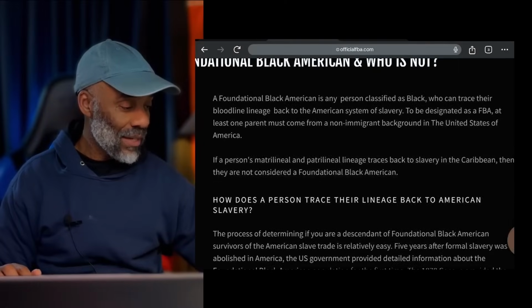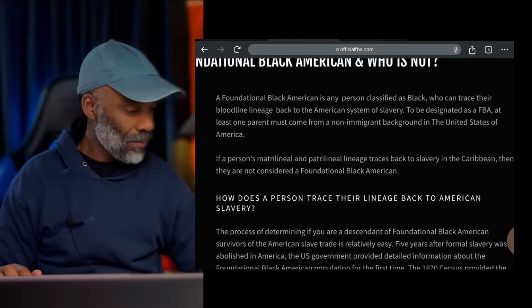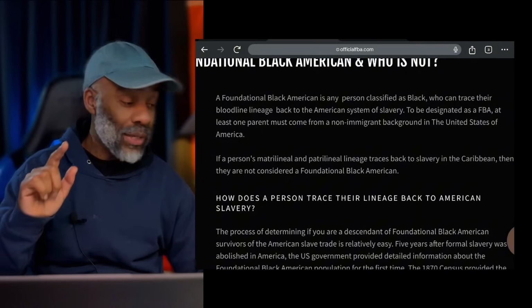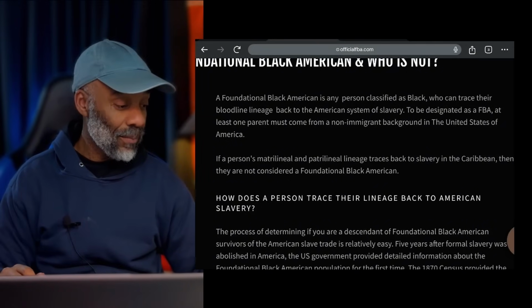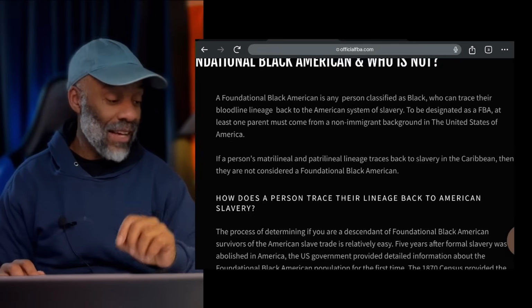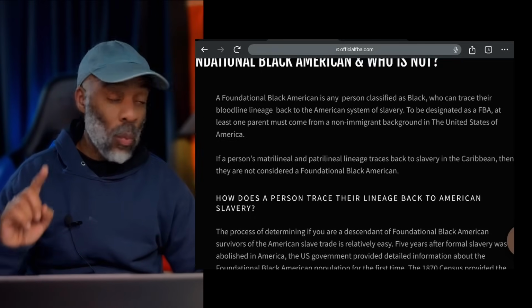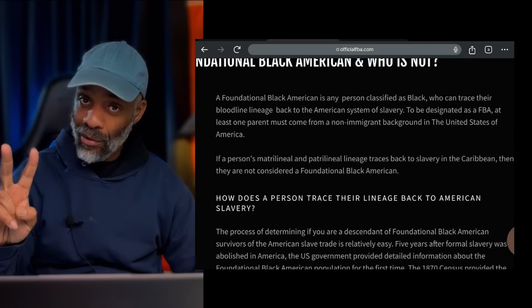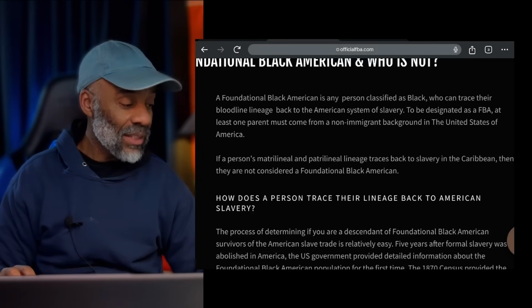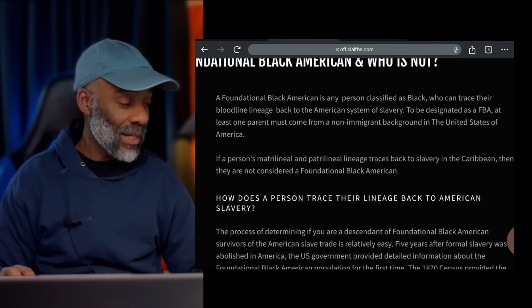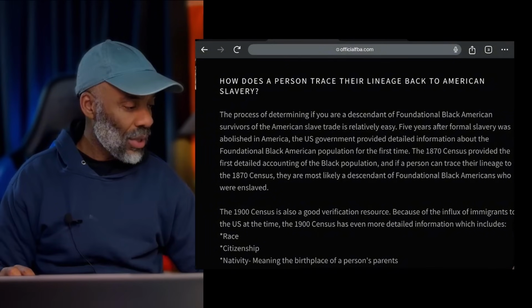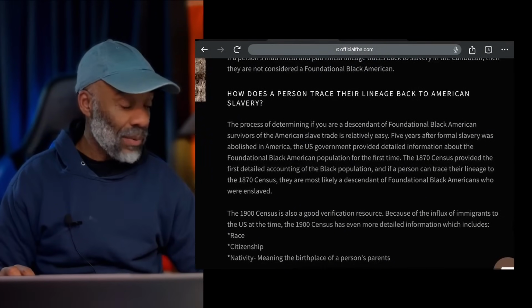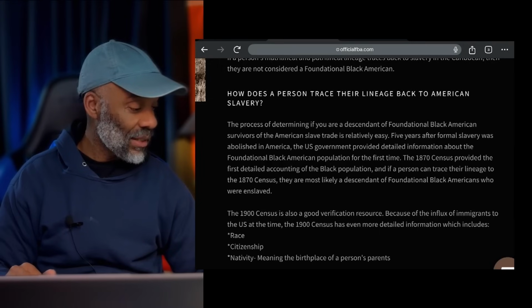A foundational Black American is any person classified as Black who can trace their bloodline lineage back to the American system of slavery. To be designated as FBA, at least one parent, it doesn't have to be both parents, at least one parent must come from a non-immigrant background in the United States of America. And if you go here, I do encourage people to go to the official FBA.com. I'll have a link in the description.